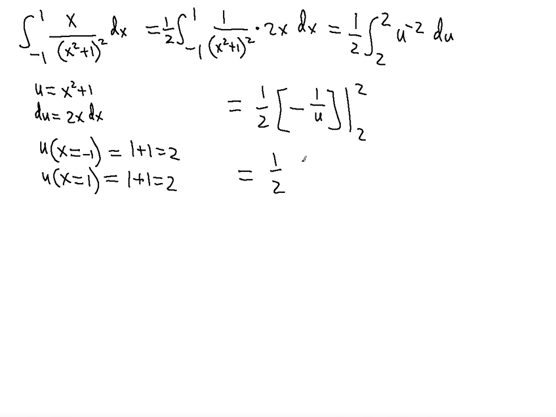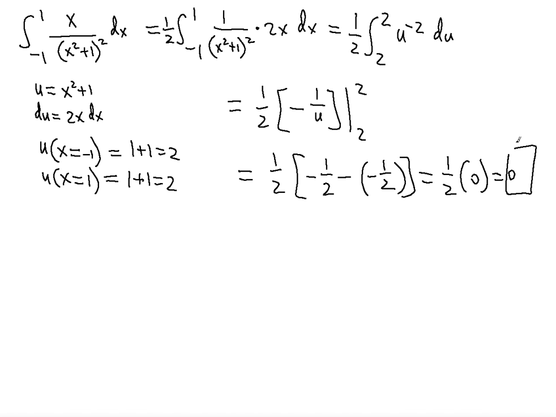But let's test that algebraically to see what we're going to get. So -1/2 minus -1/2, right? So that is equal to 1/2 times 0, which gives you 0. So we just proved it algebraically that indeed when the limits are the same, the upper and lower limits of integration, your integral will be 0.